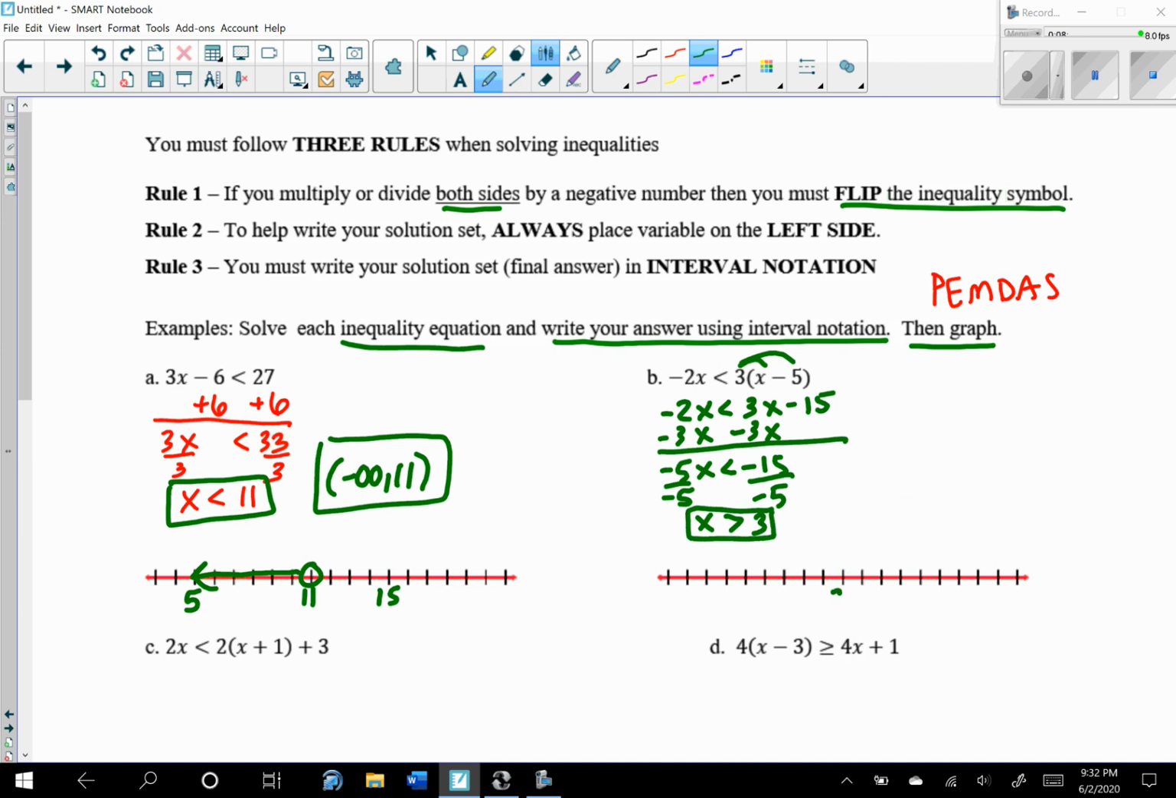So on my number line, I have 3. This would be 5. This would be 1. And at 3, we have an open circle, and we have x values greater than 3. So that means we're going to shade to the right. And my interval notation would be parentheses 3 to infinity, parentheses. And then we are done.